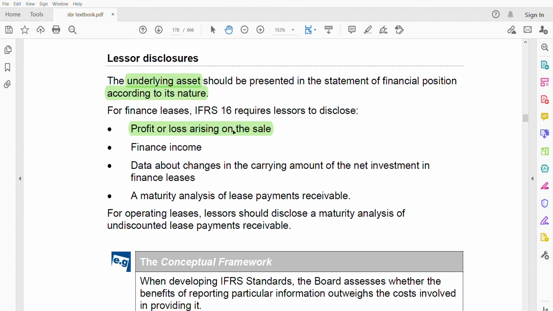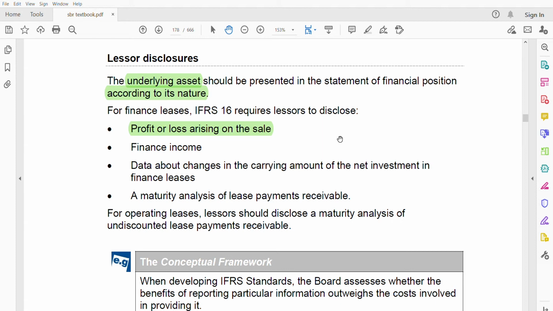Remember, you're not recording it anywhere. Disclose means you're writing it as a note, that this is the profit relating to this sale. That's it. Disclosure is something, presentation is something. Presentation means you are putting it in the financial statements, either in the statement of financial position or the statement of profit or loss and other comprehensive income. Disclose means you are just writing a note, a narrative; you're not putting it anywhere.